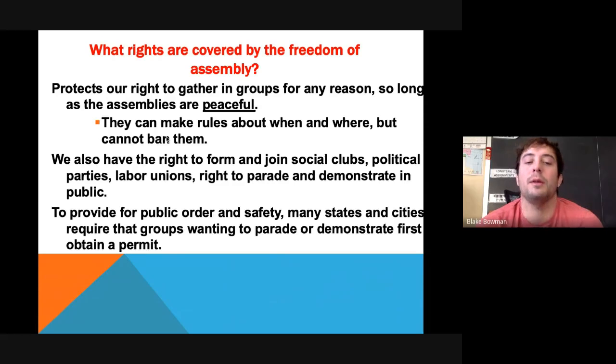Okay. So we also have the right to form and join social groups, clubs, political parties, labor unions, right to parade and demonstrate in public. So again, in the early 1900s with the Red Scare, this was something that really put an alarming measure on many of these people, especially authorities and government officials, right? How do we stop the spread of communism? Well, we can try to break up these assemblies. We can try to break up the right of freedom of speech for these people so that this idea of communism doesn't take over in the United States and just doesn't fully grow and become more of an expanding issue, right?